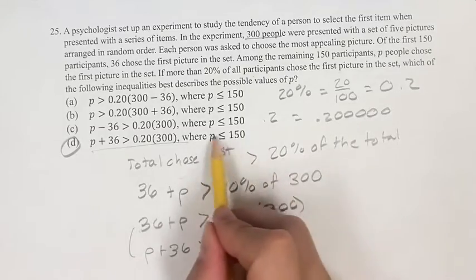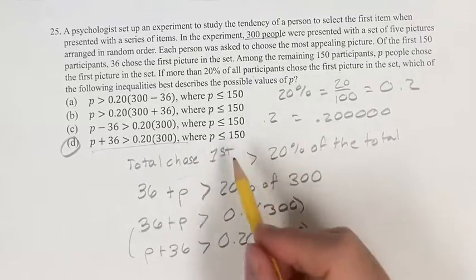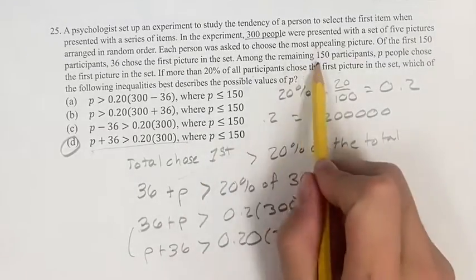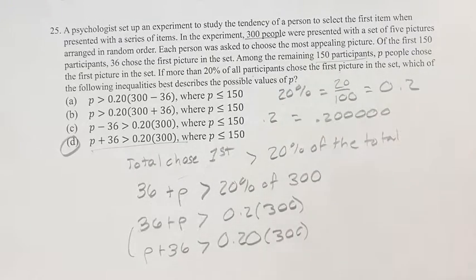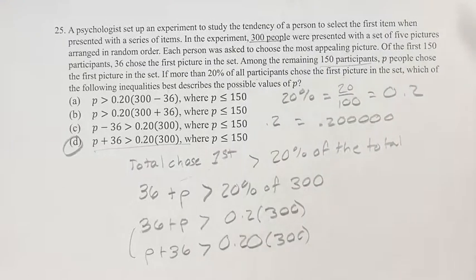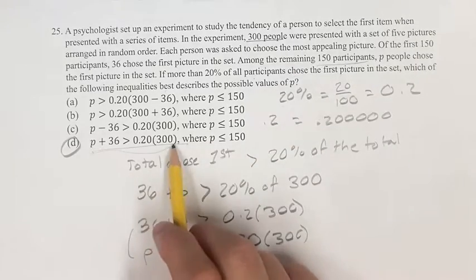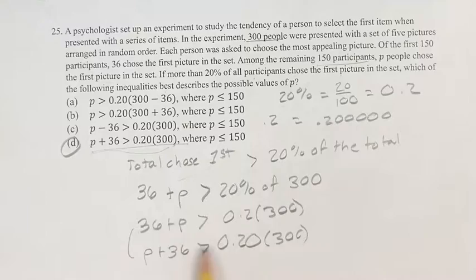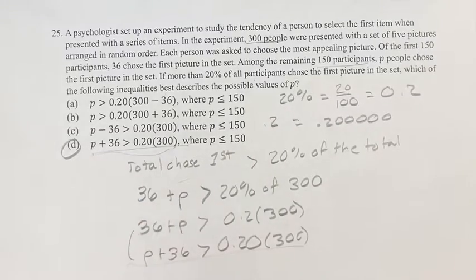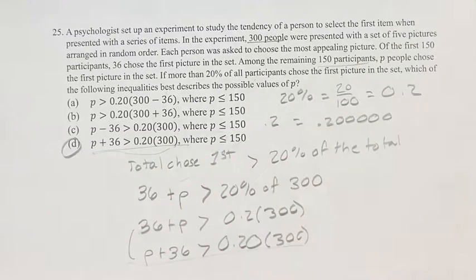Don't have to worry about this. P is less than or equal to 150 because out of 150 participants, obviously 160 of them can't choose the first picture because there aren't 160 of them. But we got down to this equation, which is the only one out of these 4 that matches this, so D is going to be your final answer, even if you don't really pay attention to that for the entire solving of the problem. But D is going to be your final answer.